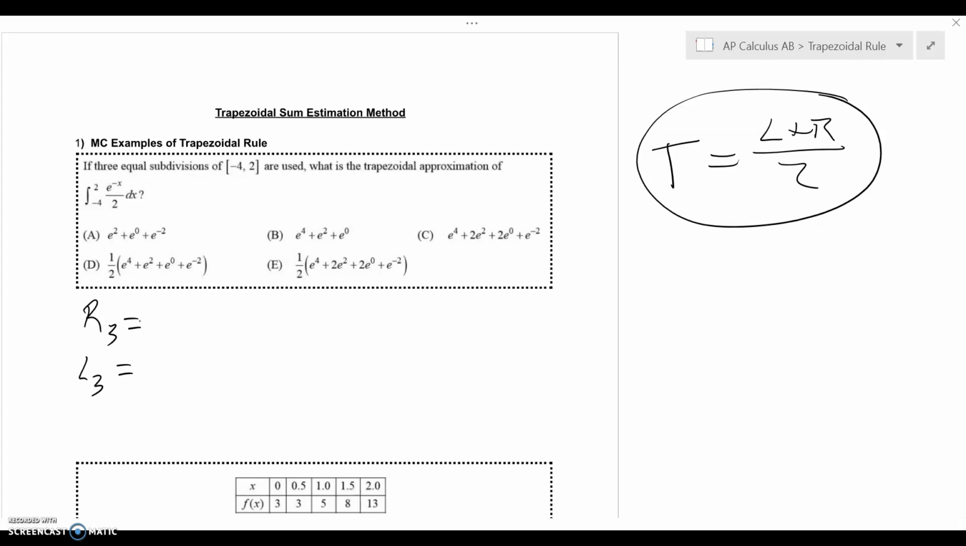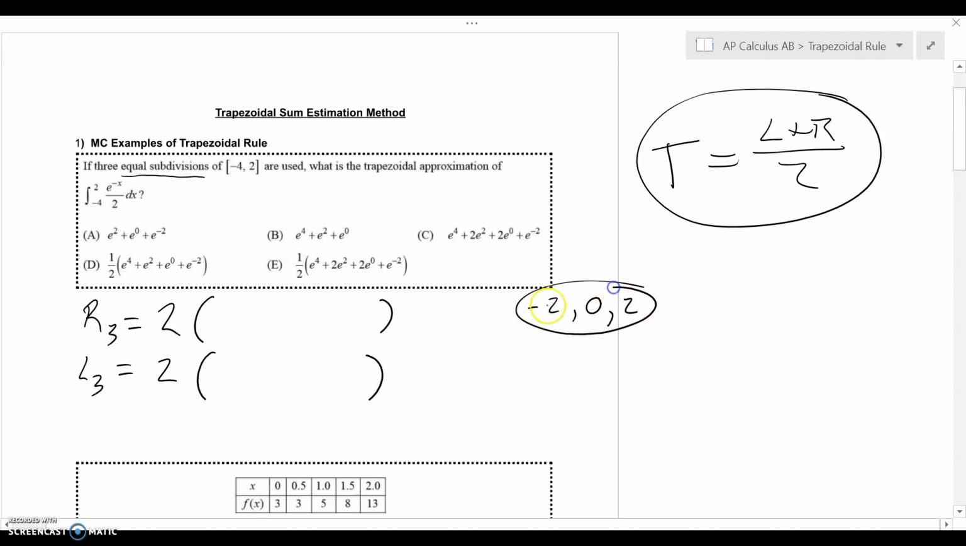So let's see, we're doing 3 equal subdivisions. That's an important distinction. Equal subdivisions from -4 to 2. So that means we're spanning a gap of 6, so our width of each one is 2. And I'm then going to add up my heights. On the right edge, I've got 3 heights as determined by -2, 0, and 2 as x values. And on the left edge, I've got 3 heights determined by the -4, -2, and 0 as our input values.